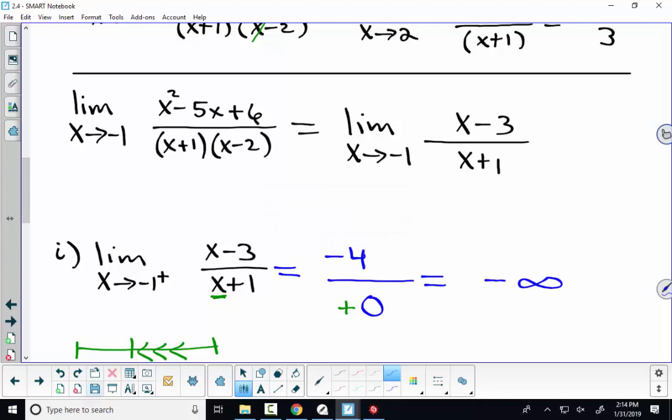So I do want to look at 2 more examples in this section, but we'll take a break, and then we'll finish 2.4 and start 2.5.